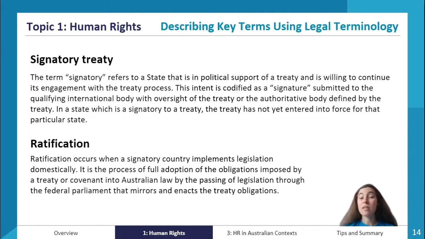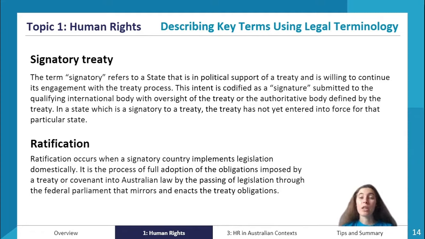And in a state that is a signatory to a treaty, that means that the treaty hasn't entered into force in that area yet. So it isn't an official piece of legislation yet.